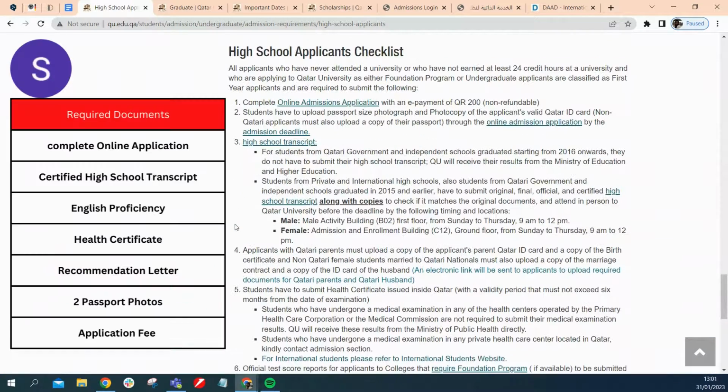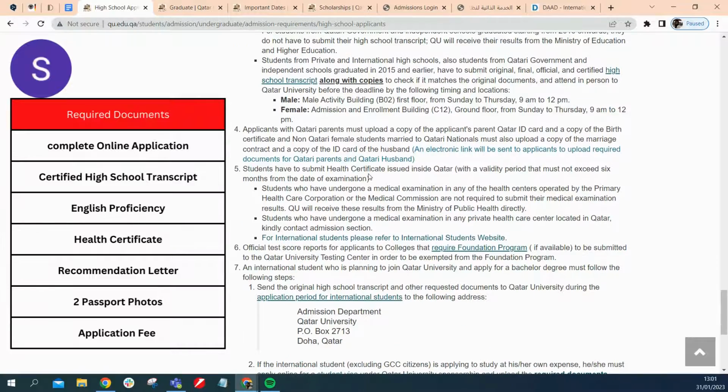So to summarize, for a high school applicant, you need to complete the online application and submit your official documents. You also need to provide your graduation statement, your English proficiency, and I would encourage you to prepare a CV so that it looks very official. Get a health certificate, a passport photograph, and please do not forget to pay the application fee of 200 euros so that your application can be processed.